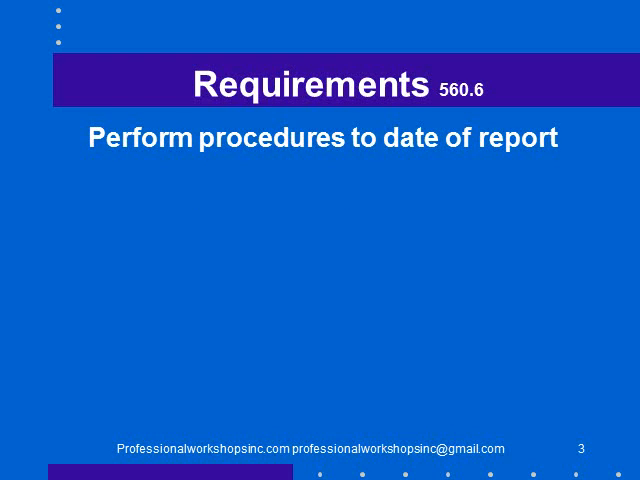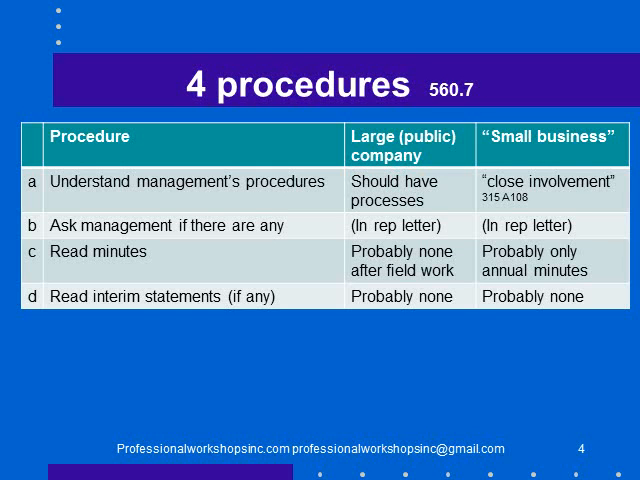And the requirement is to perform procedures up until the date of the report. So what might those procedures be? And here are the 4 things that we must do, and you will see that they don't constitute much more than asking management, but let's go through them. There are 4, and it's probably going to differ between a large, perhaps public company audit and the audit of a small business or a small not-for-profit organization.